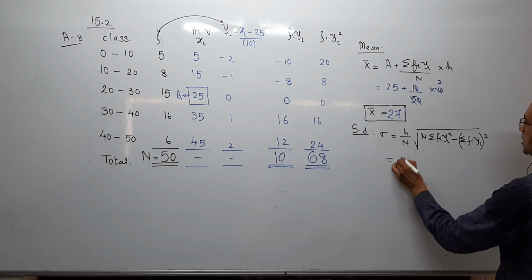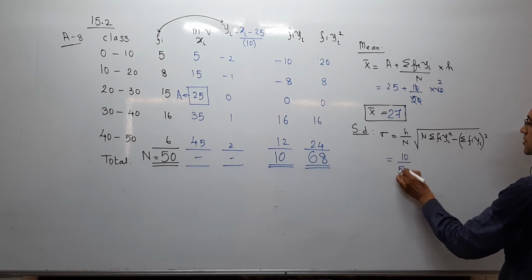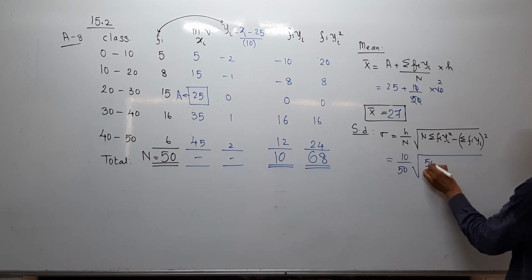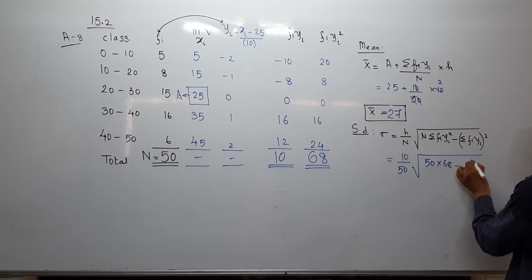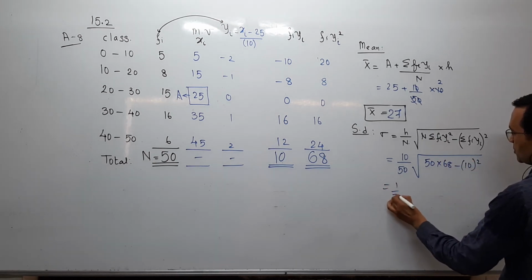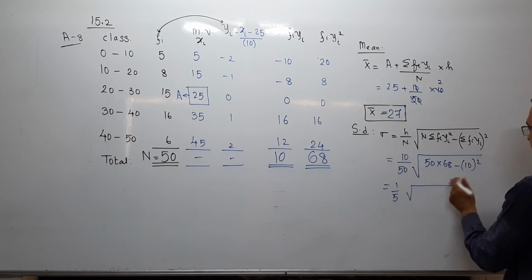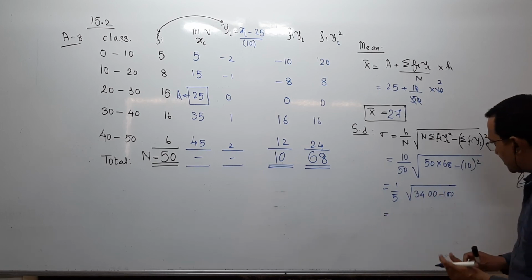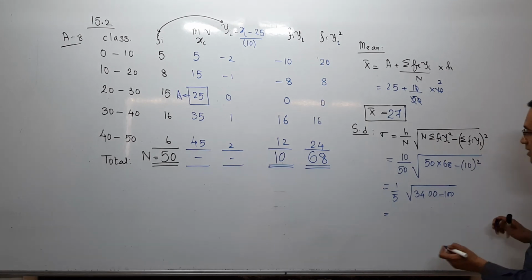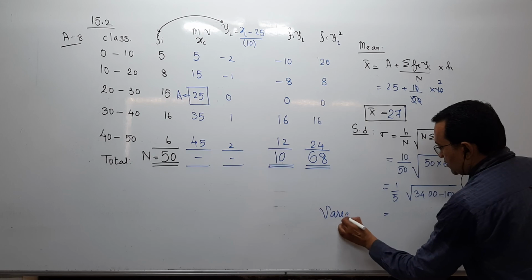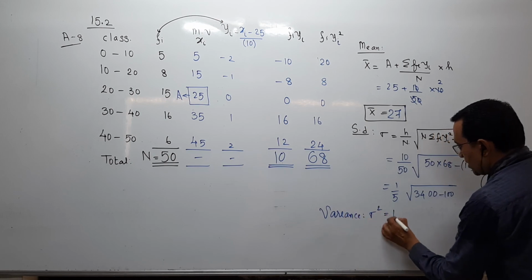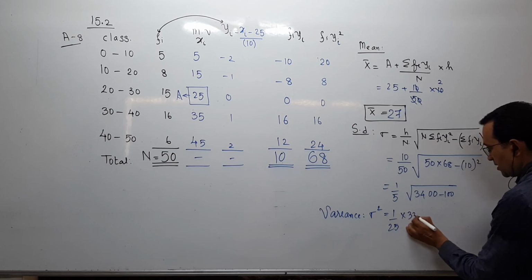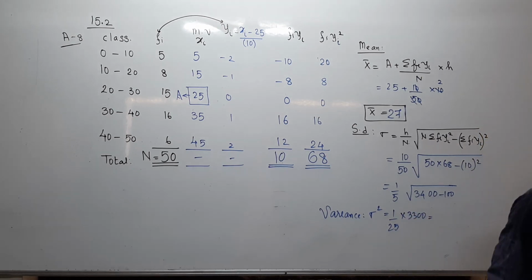Now standard deviation. h is 10, n is 50, under root of 50 into 68 minus 10 the whole square. So this is 1 by 5 into under root of 3400 minus 100. So simplifying, variance we have to find. So variance sigma square is equal to 1 by 25 into 3300. So simplifying, the answer is 132.